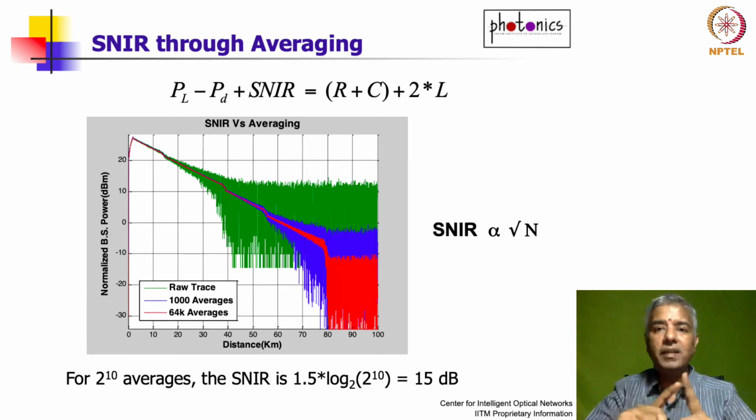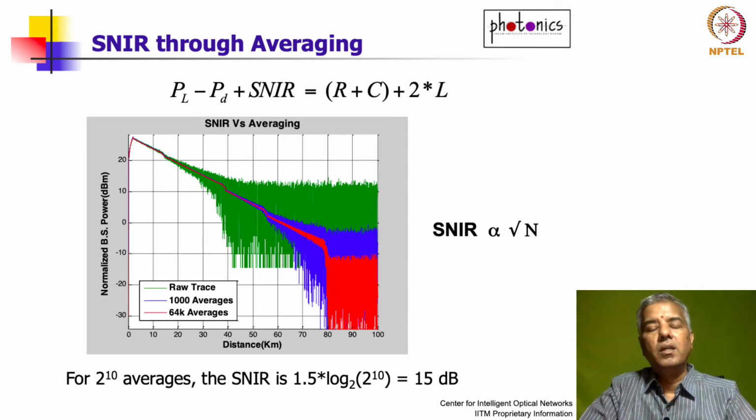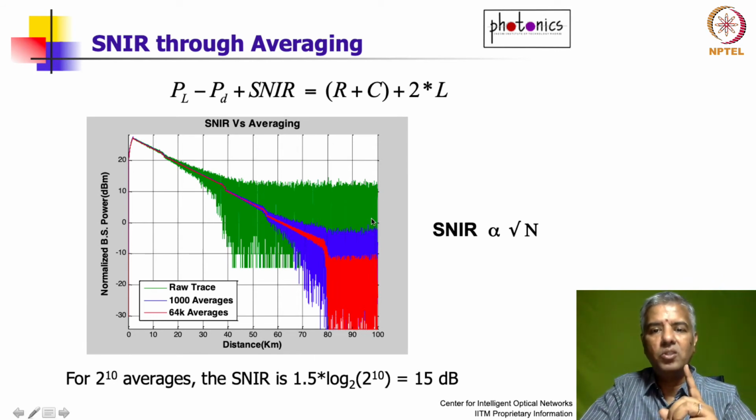In 1 millisecond, the light pulse goes to the end, and whatever backscattered comes back within 1 millisecond. Now, if I do 1000 averages, that's 1000 milliseconds, that's 1 second. So I managed to improve the signal to noise ratio in 1 second by this much. And then if I wanted to go 64K averages, it's 64 seconds. So that's just 1 minute.